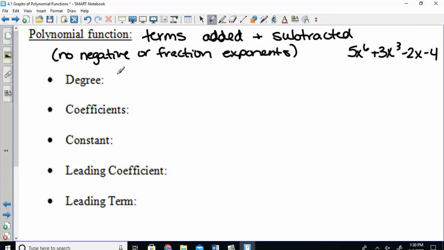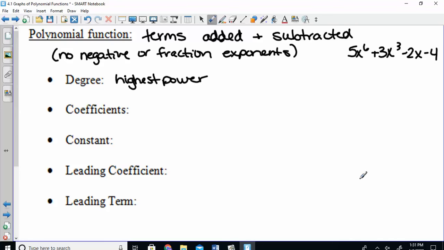When I ask for the degree in a polynomial, that is the highest power. So if all these terms are added and subtracted, we can just look at it. It doesn't have to necessarily be the first one, so you should look at all of them. But if I'm looking at this example polynomial, what would be my degree? 6. That's the highest exponent in that thing.